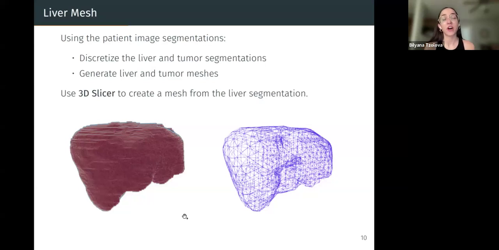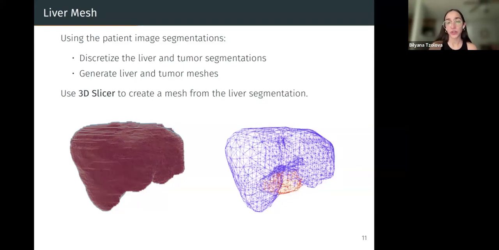So we are going to be solving the miscible displacement equations inside of our liver. And in order to do this, we are going to use the finite element method and discretize our liver and tumor segments into smaller tetrahedral elements. So this large 3D structure is going to become this mesh on the right. And this mesh is made up of about 12,000 tetrahedral elements. And to generate this mesh, we're going to, again, use 3D Slicer, and it generates it for us.